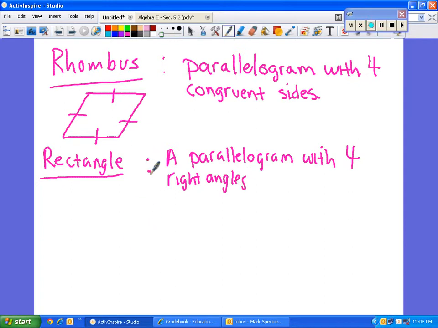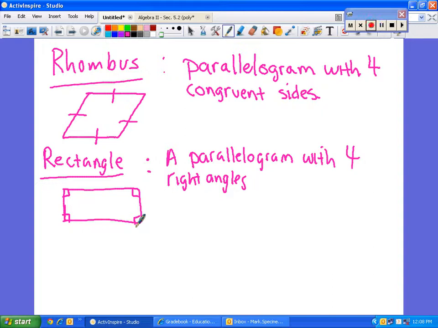No, this is on your rectangle page. No, rhombus. You have parallelogram, rhombus, rectangle, and square. Okay, so that's a rectangle. A rectangle is, again, all the same properties of a parallelogram plus 4 right angles.